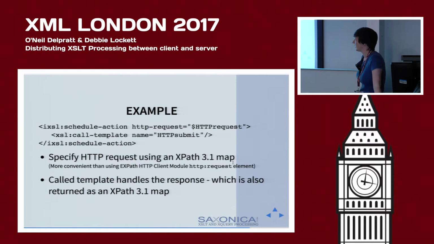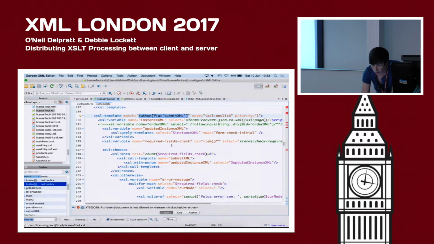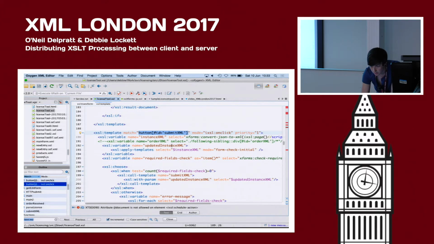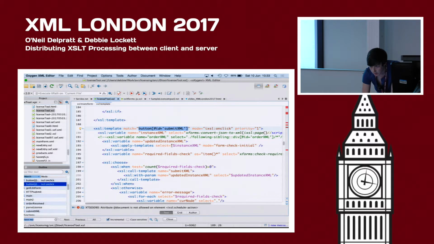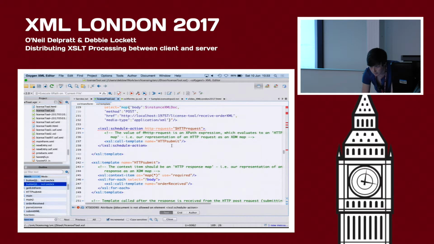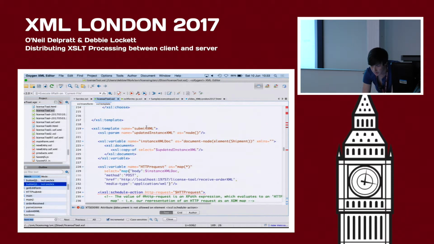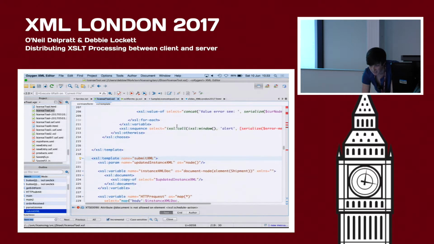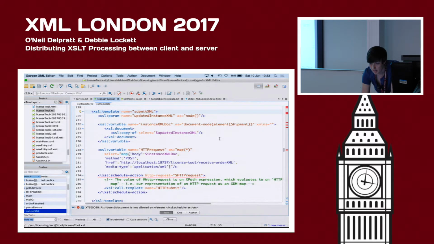So as I said, the call template then handles the response, and I'm going to return the response as another map. Let's go and look at that. What do we do? Escape. That's where you actually click the button. I've got a slightly different template, so I'm not sure quite how that one looks. Anyway, it's handled by this template. So this is the template that's going to handle it.